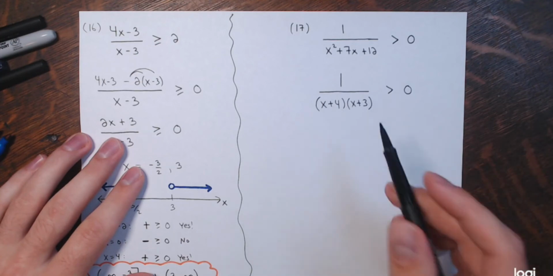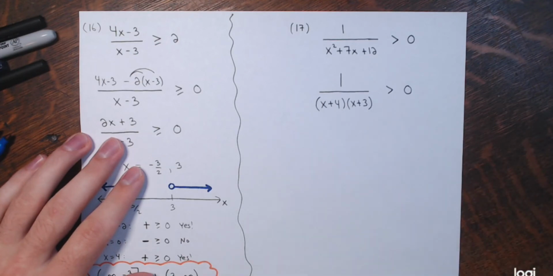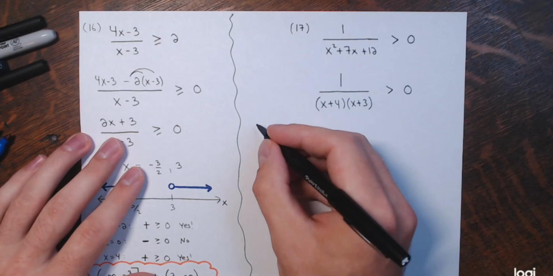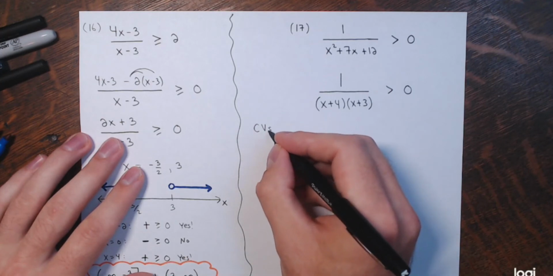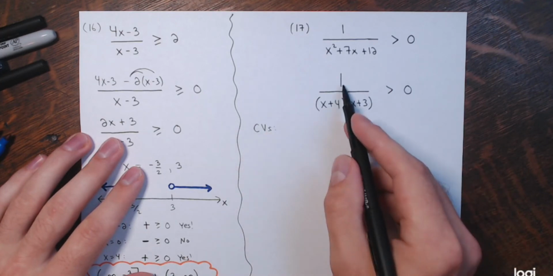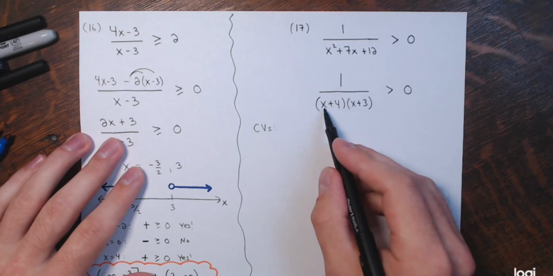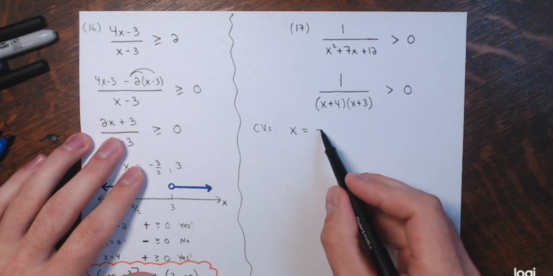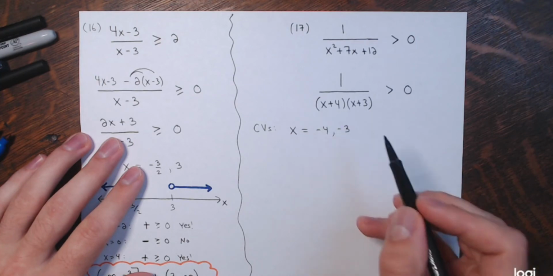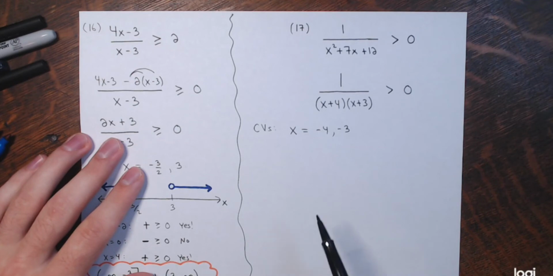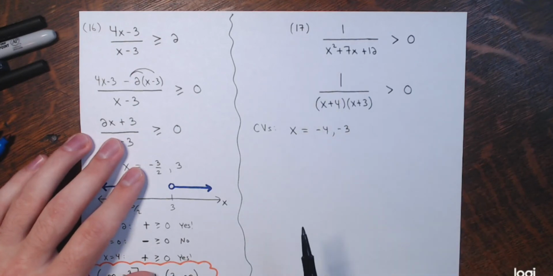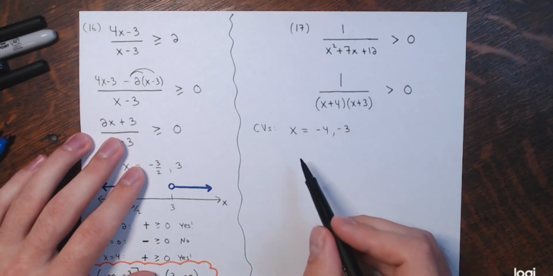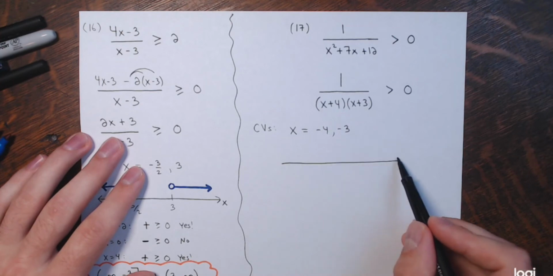Now that everything's factored in this single fraction, it'll be easy to state the critical values, the CVs. Nothing makes the numerator 0. The numerator is always 1. But there are now two values that make the denominator 0, x equals negative 4 and negative 3, and you can easily tell by the factors. So that's why I recommend factoring things after you get a single fraction. Alright, then I mark these numbers off on a number line.